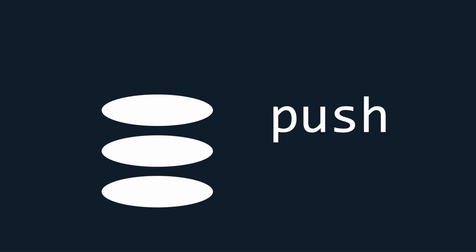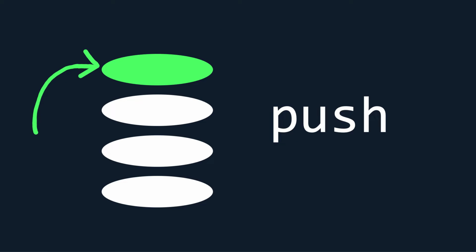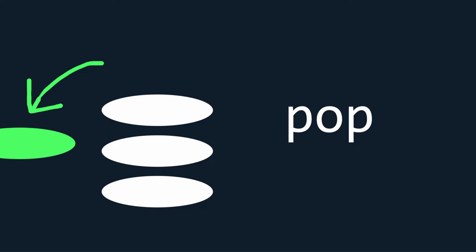Stacks have three primary operations. These are push, pop, and peek. Pushing is when you add a new element to the top of the stack. Popping is when you remove the top element of the stack. And peeking is when you just look at what is currently on top of the stack.